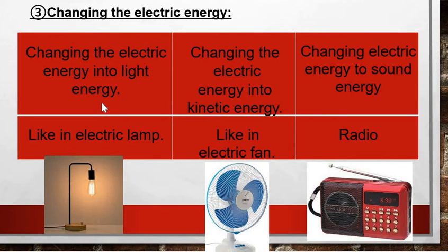When you connect the lamp to electricity, it will light, right? So the lamp changes the electricity, or electric energy, into light. The second change is electric energy into kinetic energy. How? Like in the electric fan: when you connect the electric fan with the electricity, it will change this electricity into moving, producing what? Kinetic energy. Yes, excellent.